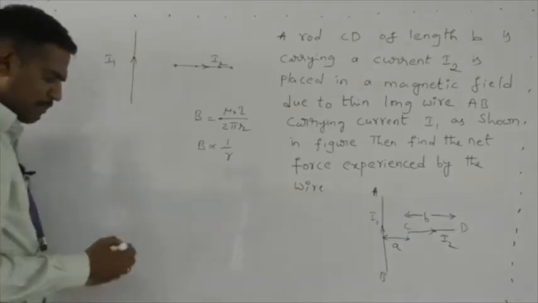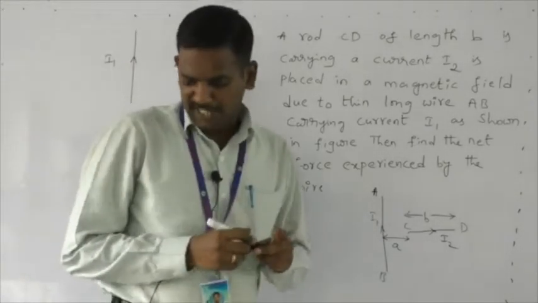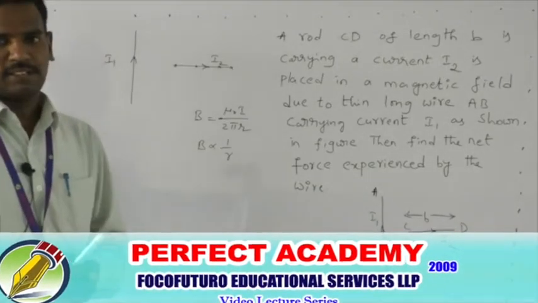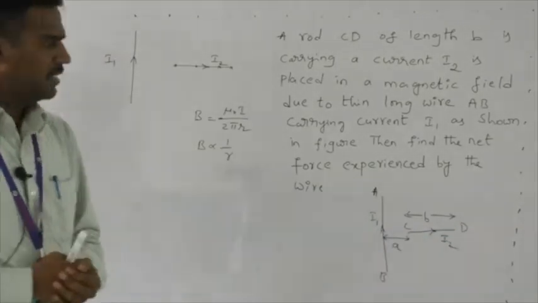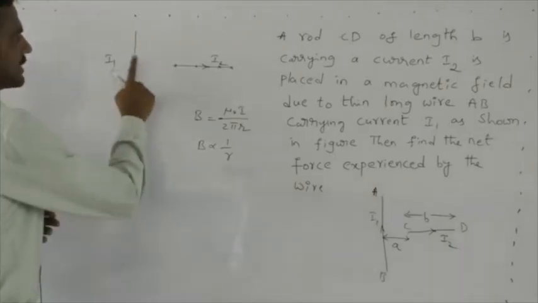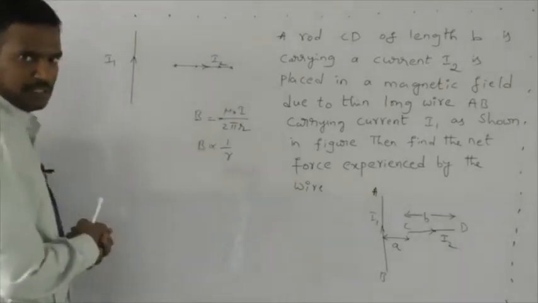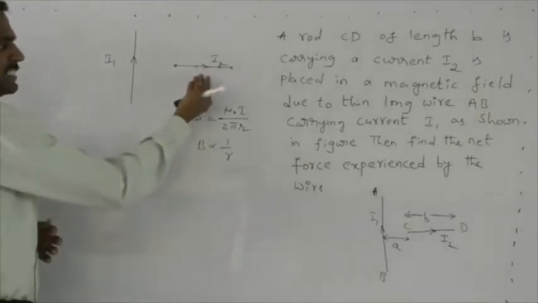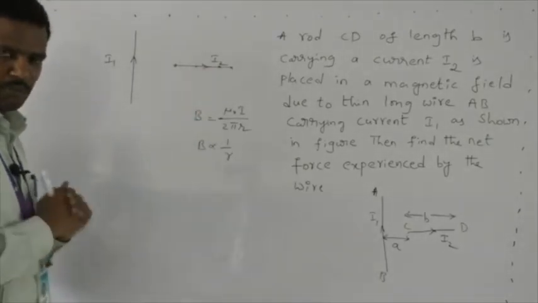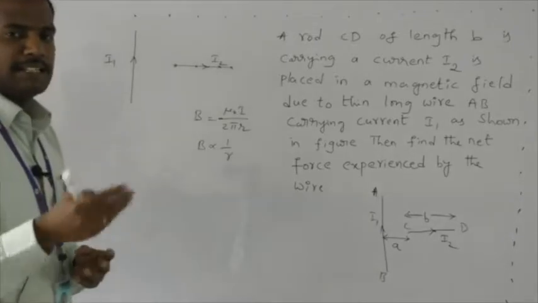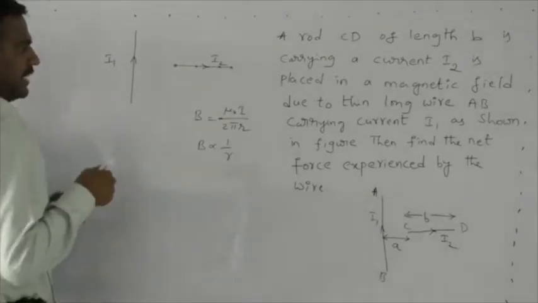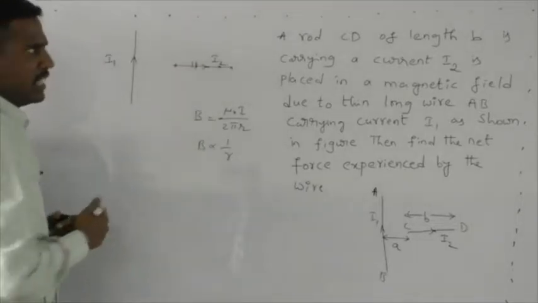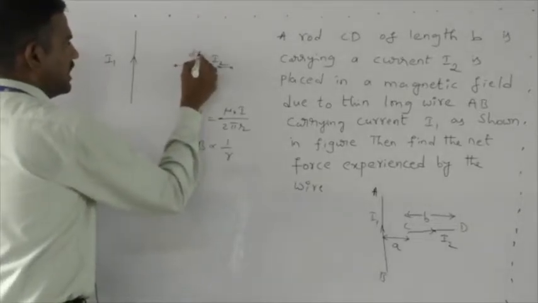So we know very well, whenever a current carrying conductor is kept in a uniform magnetic field, the force it experiences is nothing but BIL sin theta, depending upon the angle. Now here the magnetic field is completely varying from point to point. Therefore, we cannot directly apply that formula to calculate the force experienced by this CD. So we will apply the integration technique. In the integration technique, we think of one small element here, having a width of dx.